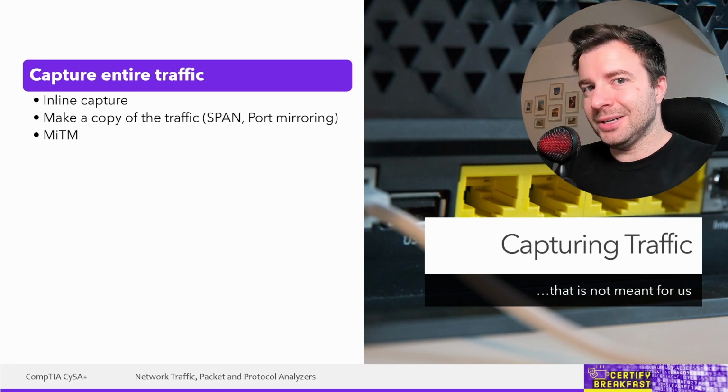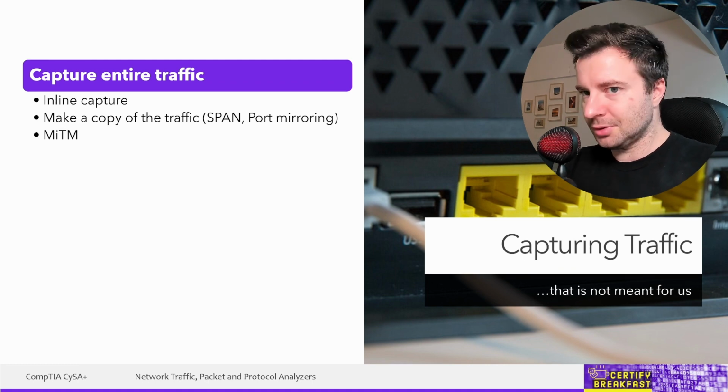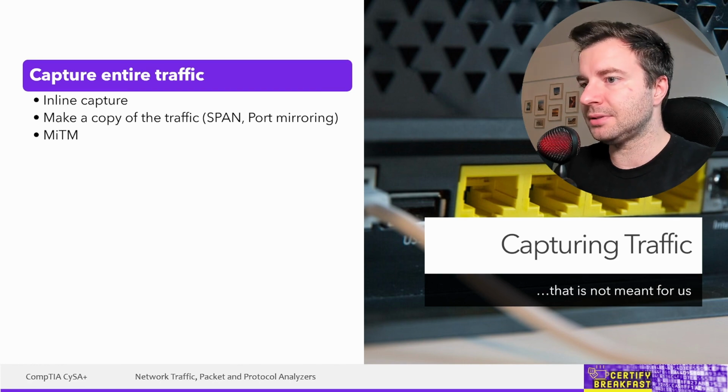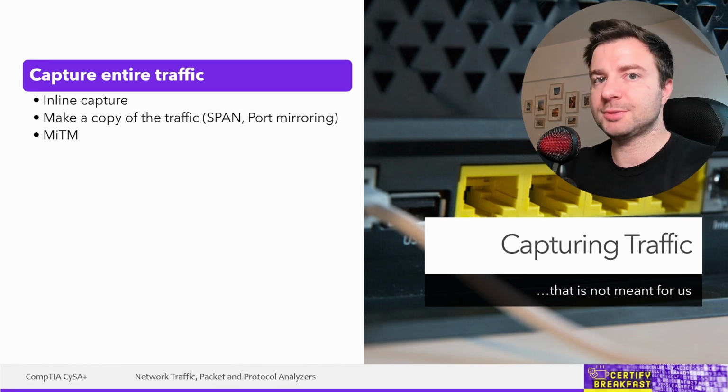The third and final option for capturing traffic is one that we've talked about in a previous video, and that is performing a man-in-the-middle using ARP spoofing, ARP flooding. First of all, this is only going to work if your network is not properly secured, so a network that doesn't implement DHCP snooping or dynamic ARP inspection.